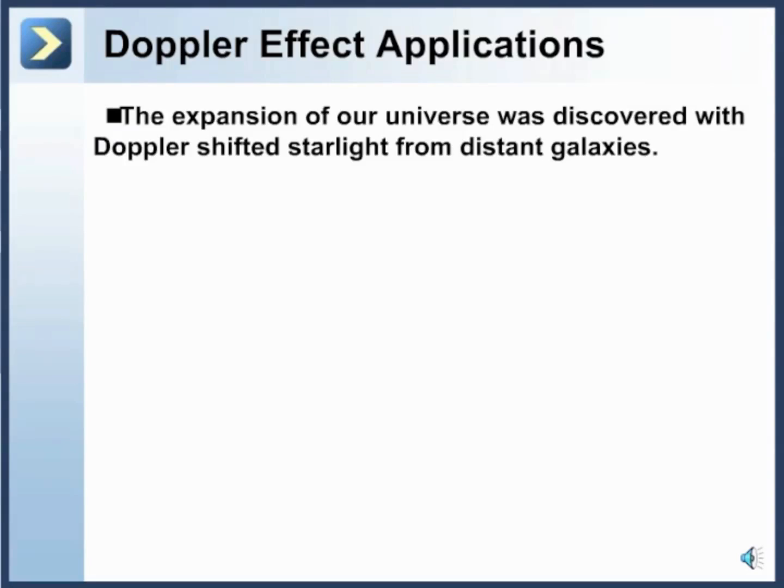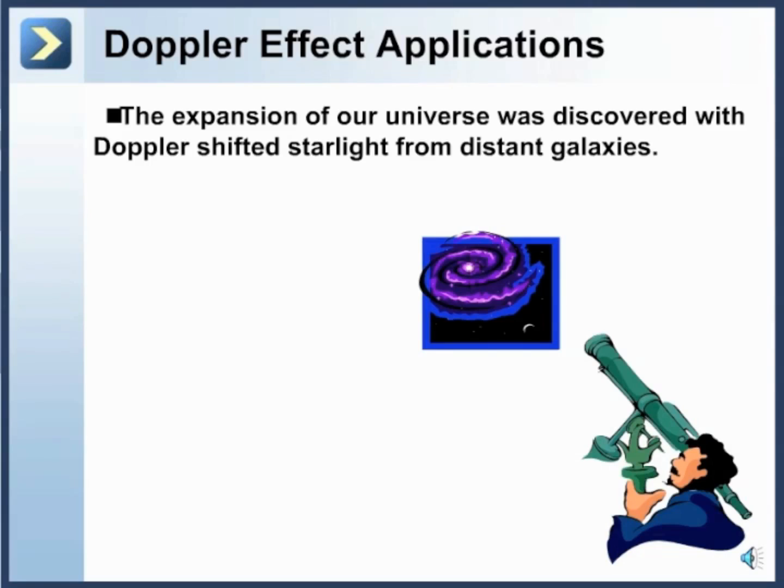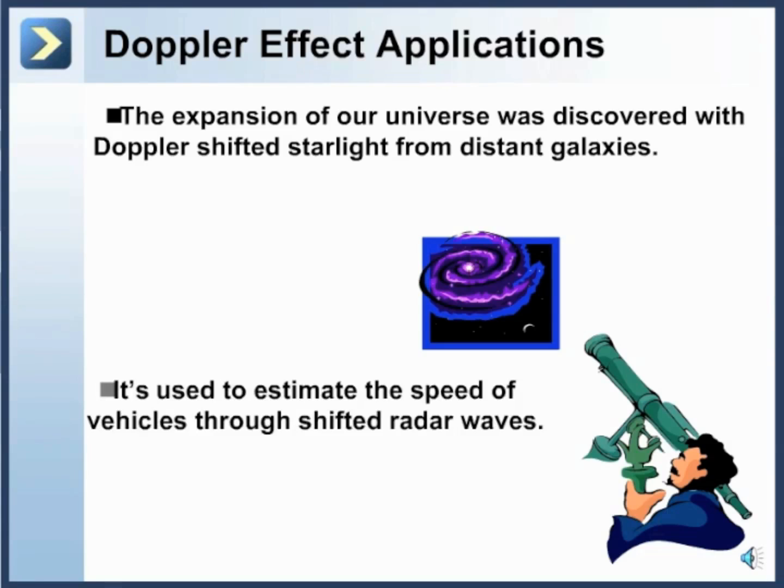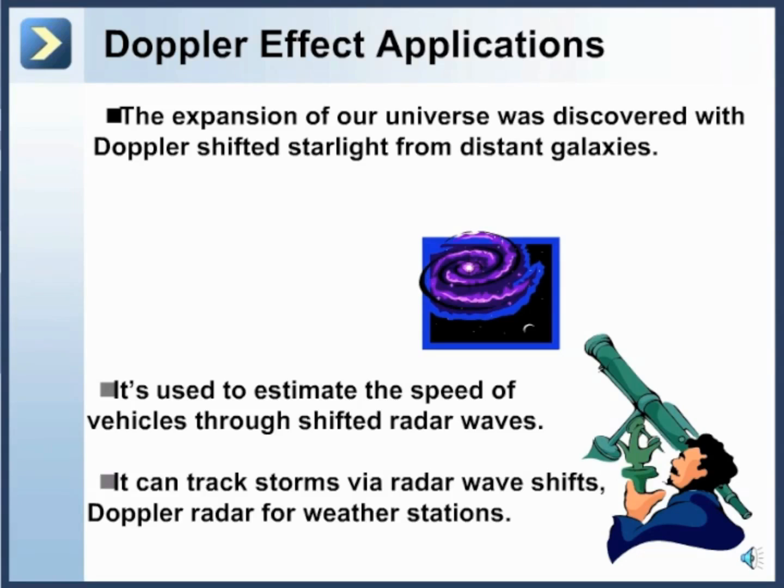Some Doppler effect applications. The expansion of our universe was discovered with Doppler-shifted starlight from distant galaxies because as those galaxies depart from us, they look reddish, and that's because their perceived frequency has been shifted down to the red portion of the visible light spectrum. It's also used to estimate the speed of vehicles through shifted radar waves, and that's not good news if you get a speeding ticket, because what cops use is a Doppler effect radar to track speed. And Doppler radar is also used in weather, meteorology, as we're going to see in the next screen.